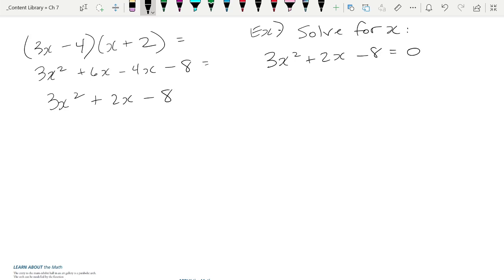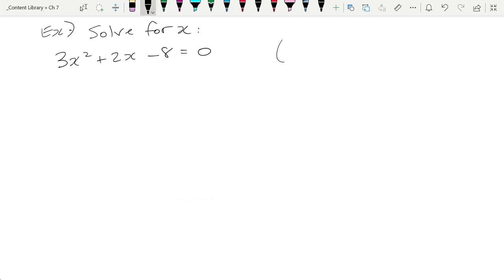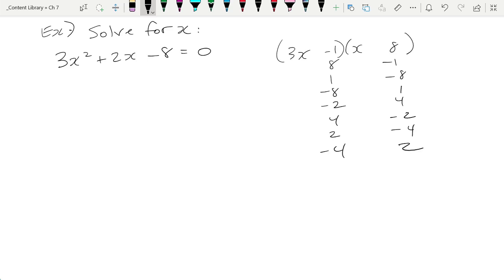Well, if you wanted to, you could try factoring the normal way. You could just open up two brackets. You don't have to write this down because this isn't the way I'm going to do it. You know that 3x squared comes from 3x times x. But here's the problem. What are you going to do with minus 8? Minus 8 could be minus 1 and plus 8, or 8 and minus 1. It could be plus 1 and minus 8, or minus 8 and plus 1. It could be minus 2 and plus 4, or 4 and minus 2. It could be 2 and minus 4, or minus 4 and 2.